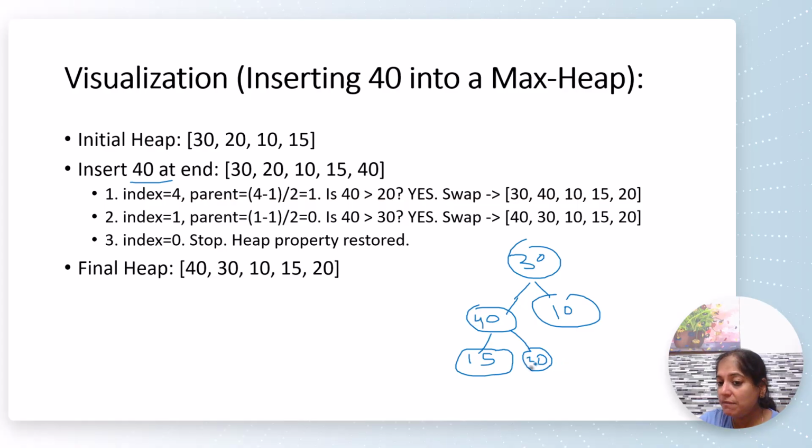Now still we see the heap property may not be maintained because 30 is less than 40, whereas for the max heap, the root node, the parent node, should be greater than its children. So 40 will be compared with 30. Since 30 is smaller, we will swap these values. So again, here it will come 30 and here it will come 40. And now you can see the heap property is satisfied. So the final heap becomes 40, 30, 10, 15, 20.